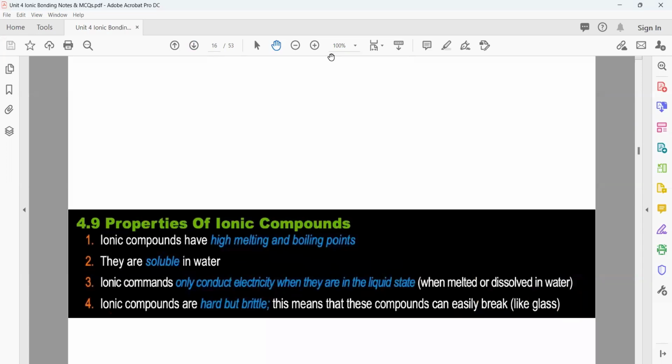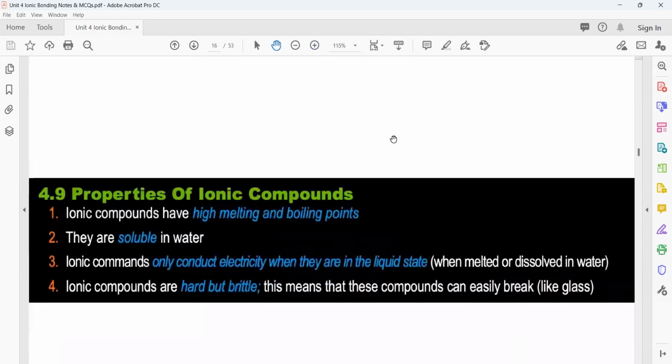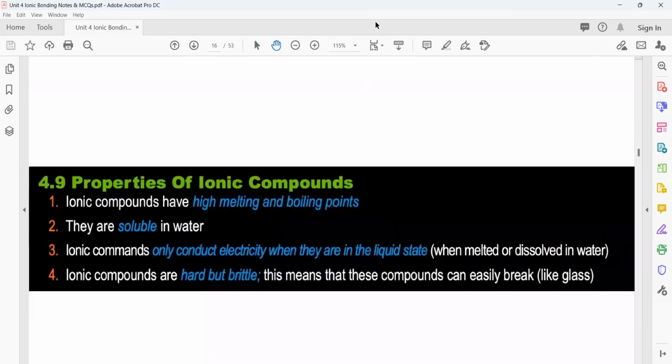Now, any compound which is formed due to ionic bonding, for example, we just said aluminium plus oxygen, they make a compound. What is that compound? Aluminium oxide.